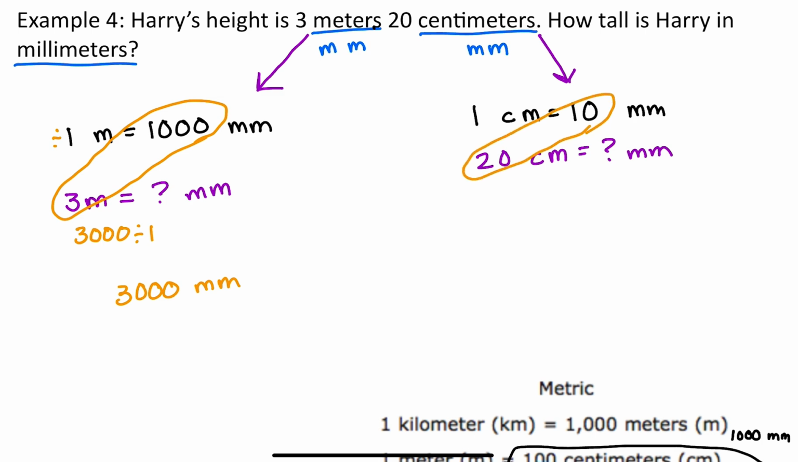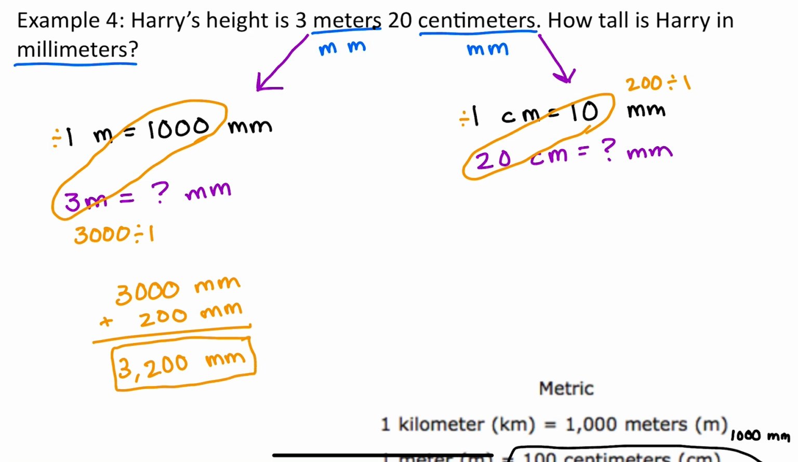Over here, I'm also going to multiply. That gives me 200. Divided by 1. Doesn't change anything. So 200 millimeters. And I want to know the total, so I would add. So that would give me 3,200 millimeters. So on that one, we had to change meters and centimeters into millimeters. So once you get your star chart, plug in your question, and then you are good to go.